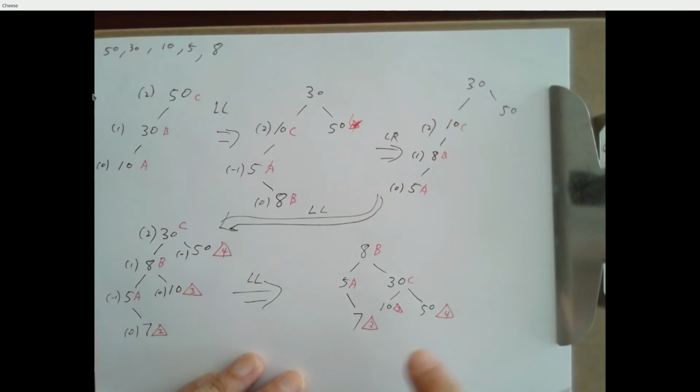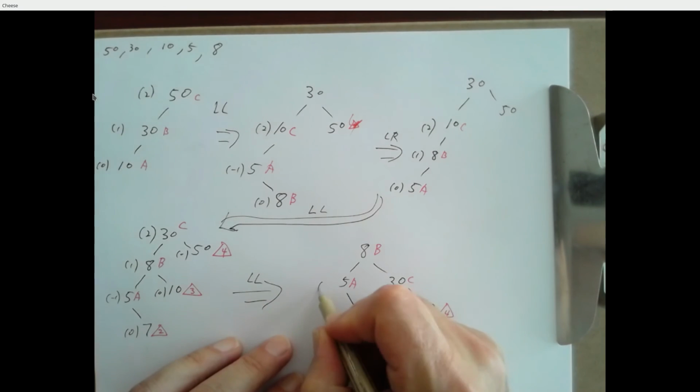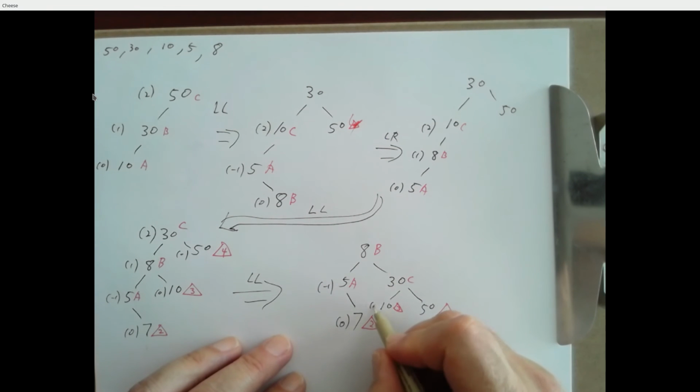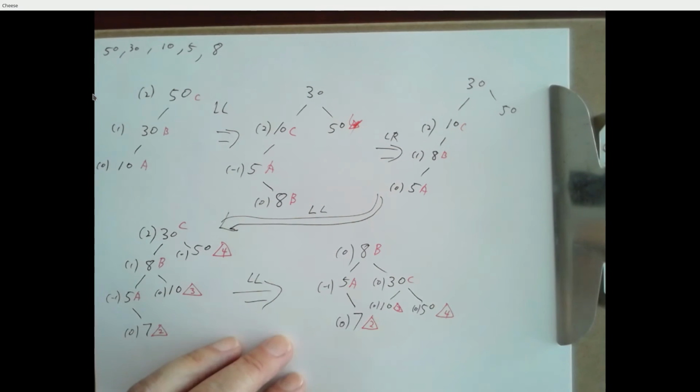5, 7, 8, 10, 30, 50. It's still a binary search tree. Balance factors of 0, -1, 0, 0, 0, and 0. That's a balanced tree. And we can go on.